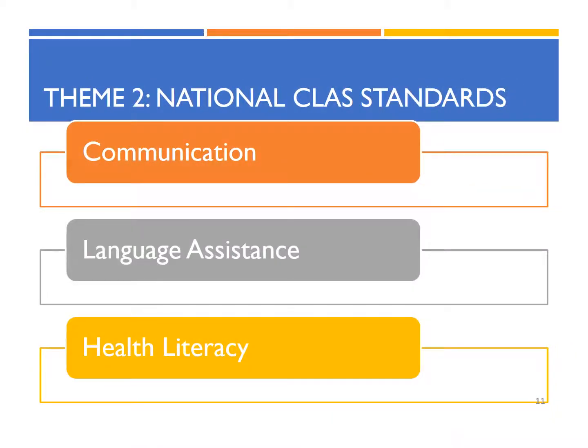Theme 2 of the CLAS standards focuses on communication, language assistance, and health literacy. These standards in particular are viewed as mandates for organizations receiving federal funds. Under Title VI of the Civil Rights Act of 1964, as implemented by Executive Order 13166, these organizations must take reasonable steps to provide meaningful access to their programs for individuals with limited English proficiency.